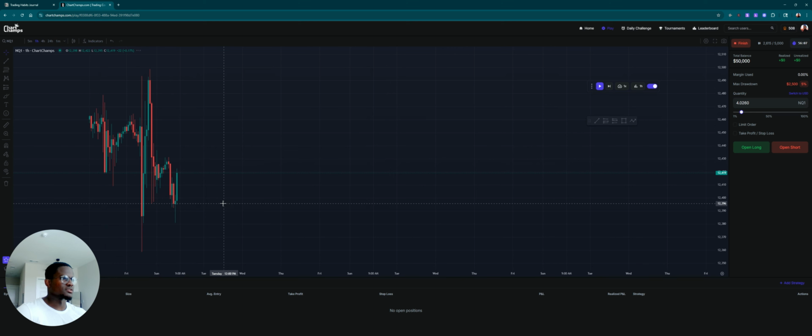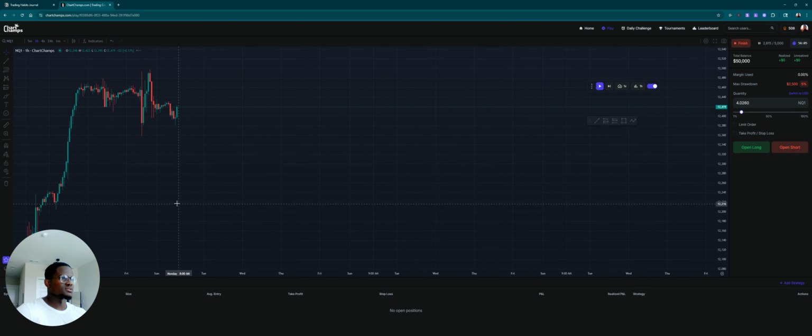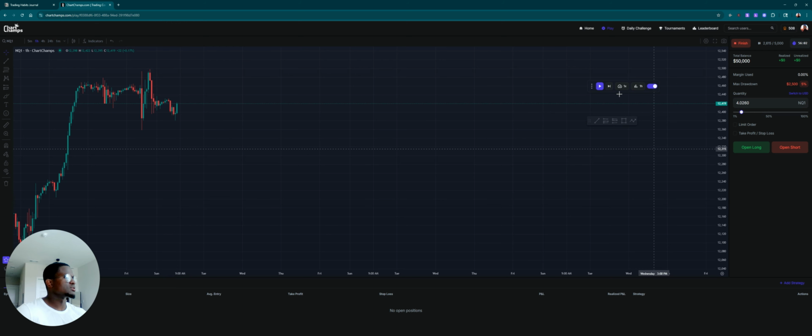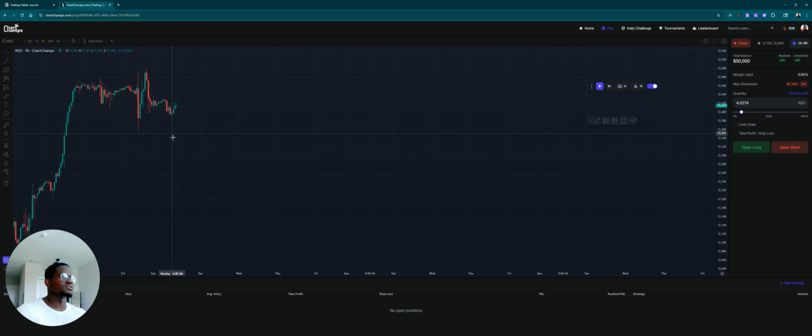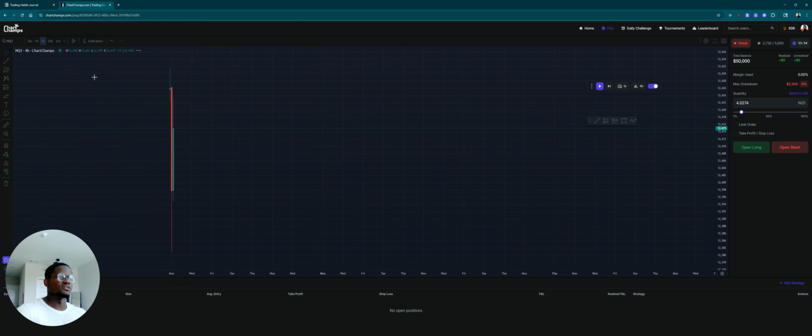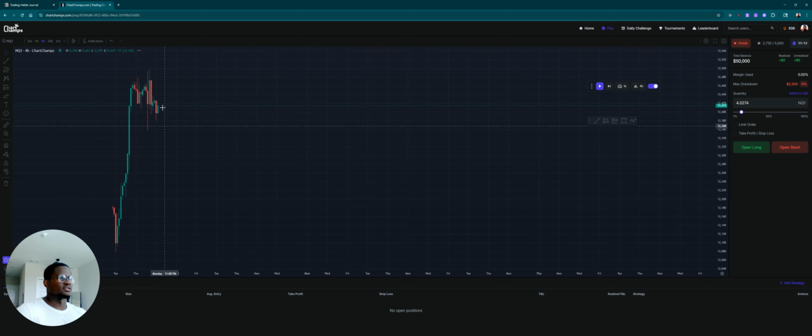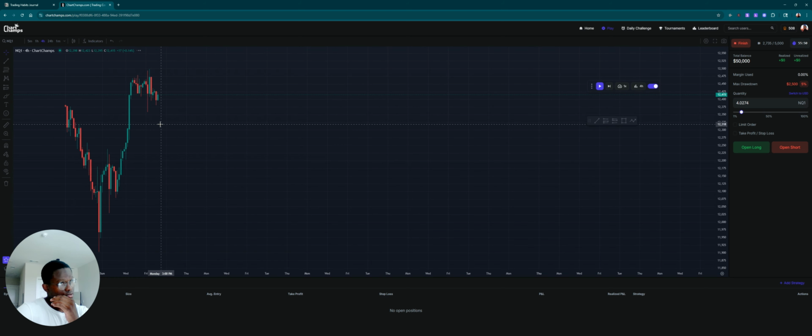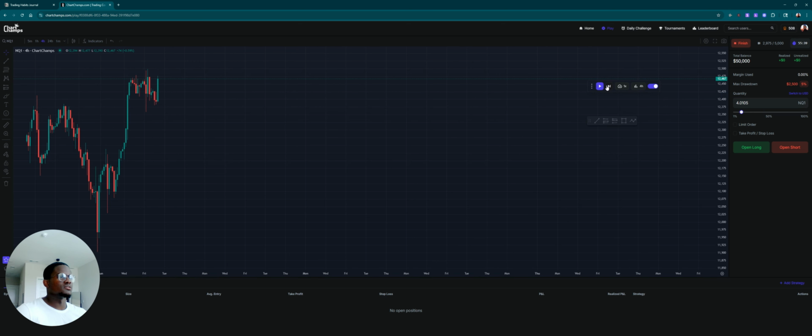Let me remove those indicators. Let's see. Monday at 7, 8, 9. This is chop, bro. I'm not even going to trade this either because it's not even clear. And that's another strategy that I have, is if the higher time frames are not clear, I just don't trade it, period. I mean, this is not going to be a very entertaining video, I'll be honest.